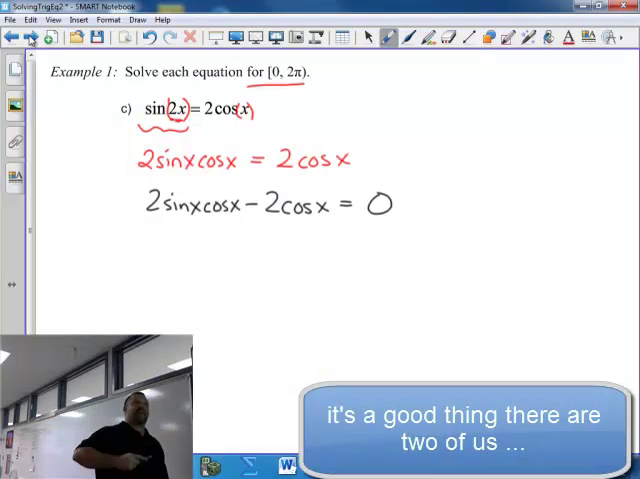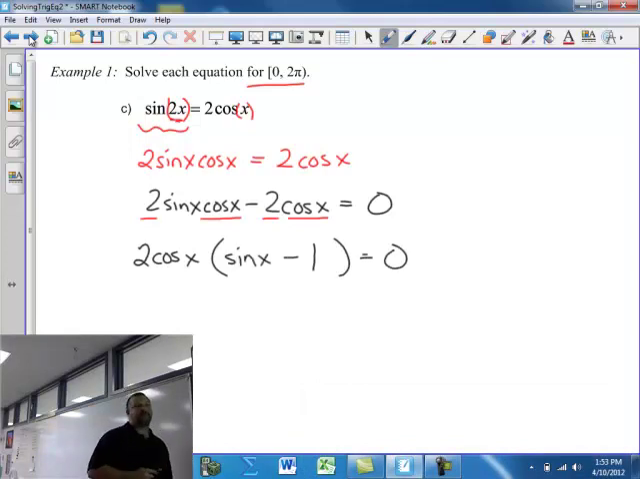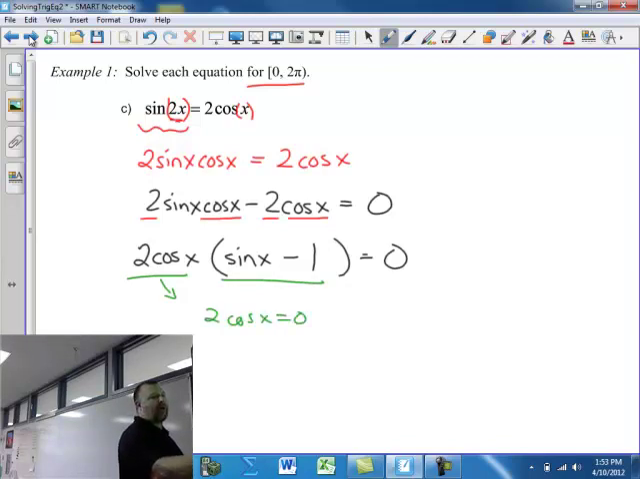Okay, let's factor. We have a common factor of 2 cosine x in both of them. We're going to go ahead and take that out. So I have 2 cosine of x times sine of x, and then don't forget the minus 1. Even though there are 2 different trig functions here, this works kind of nice because they're separated. I have this times this equals 0, so one of them has to be 0. So either 2 cosine x equals 0, or sine of x minus 1 has to equal 0.